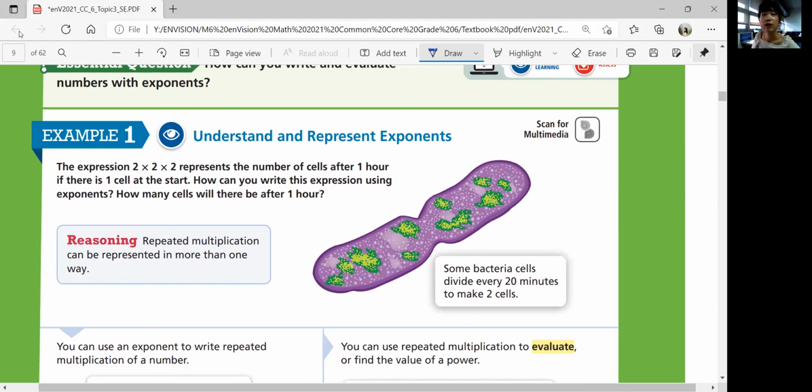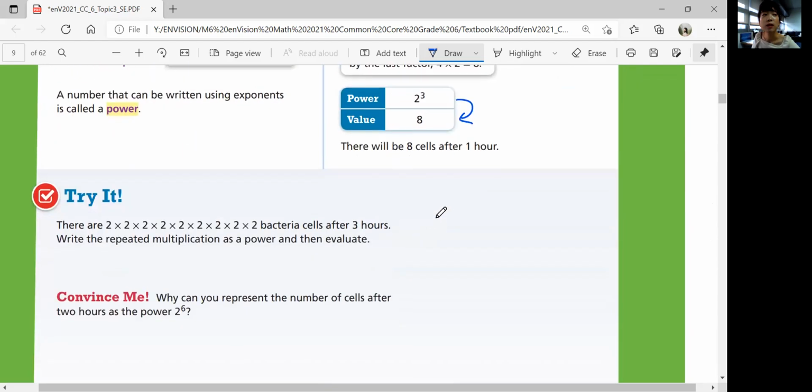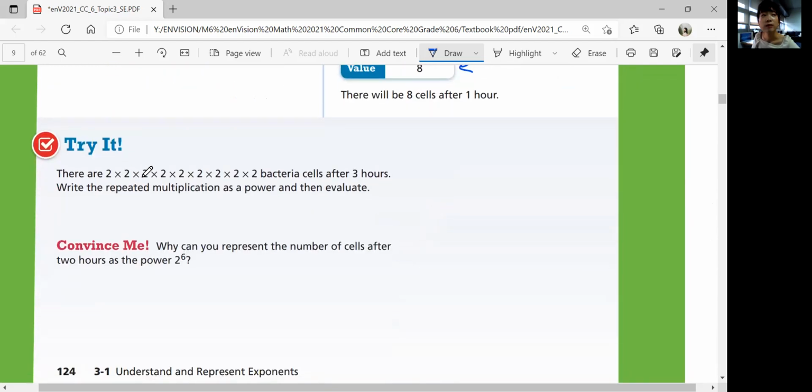Let's look at try question number 1. There are 2 times 2 times 2 times 2 times 2 times 2 times 2 times 2 times 2 bacteria cells after 3 hours. Ooh, how many times are we multiplying 2? How many 2's do you see? Write the repeated multiplication as a power and then evaluate.